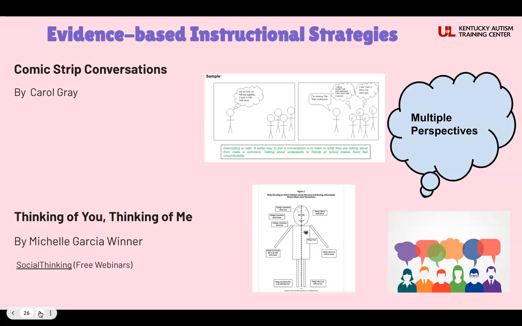But this is a great and effective, proven way to teach students with autism. Thinking of you, thinking of me. This is great for usually upper elementary, middle school, high school types of students, when it comes to really understanding how yourself works. It's really about multiple perspectives, social skills within different contexts, what you say, what you don't say, how you're feeling. So all those types of skills.